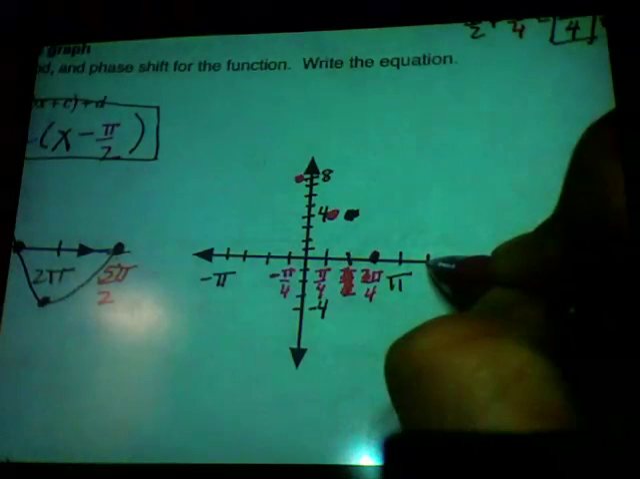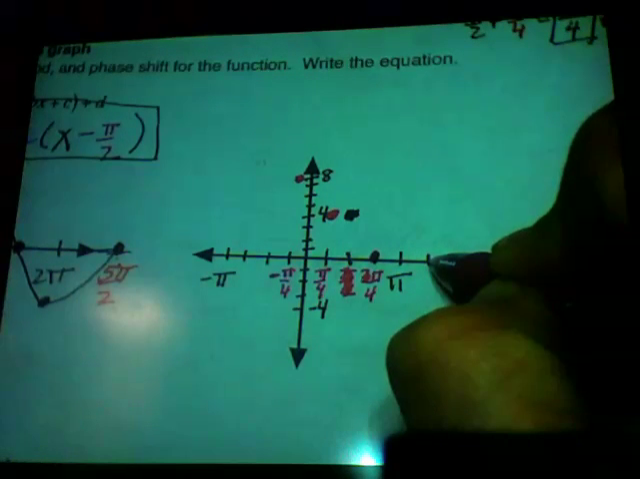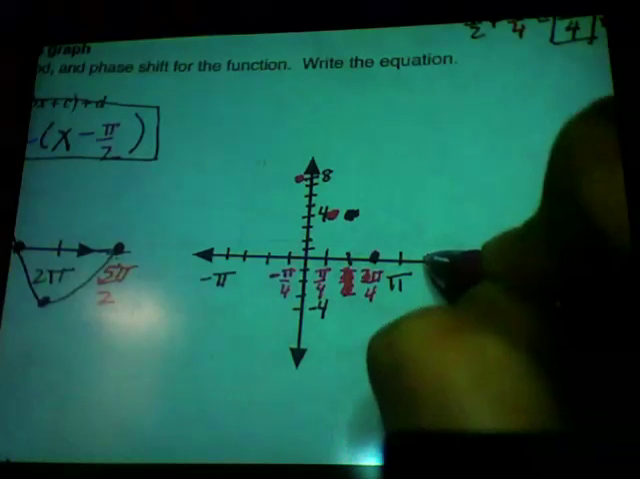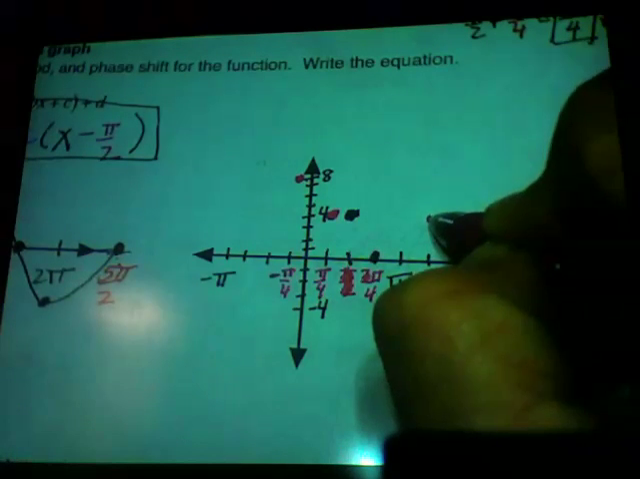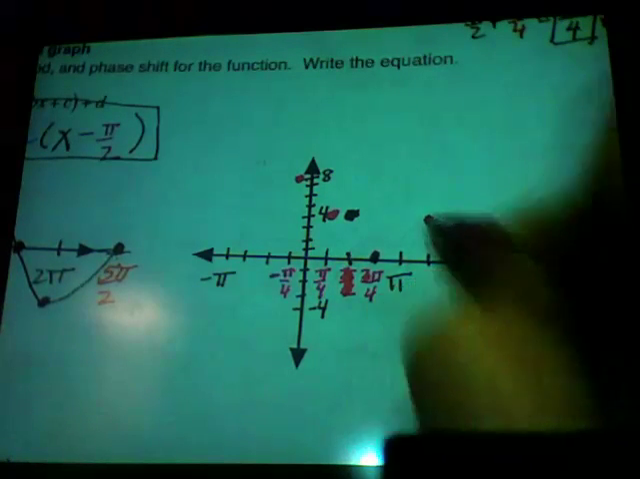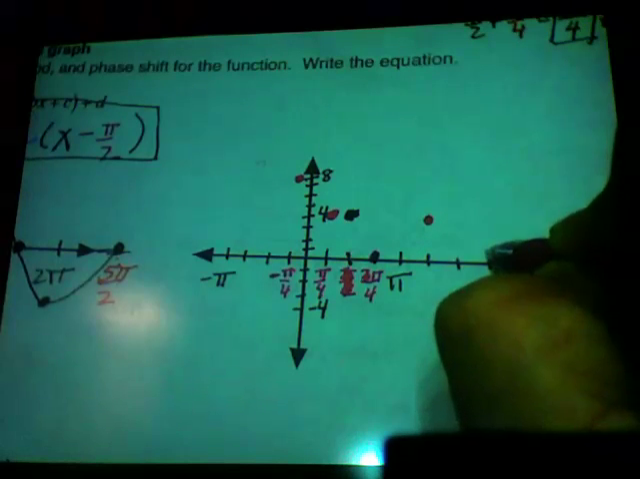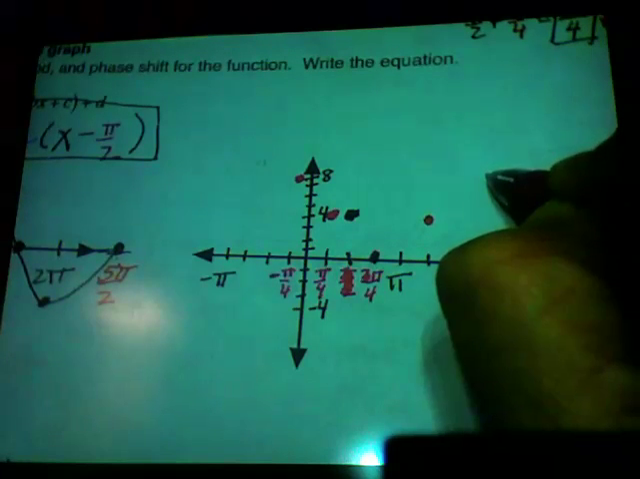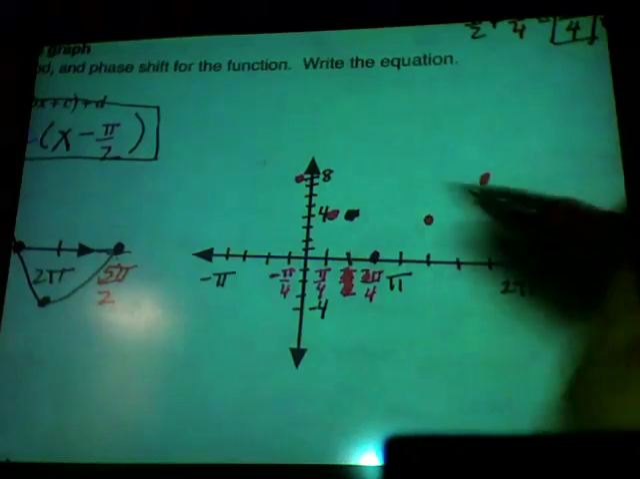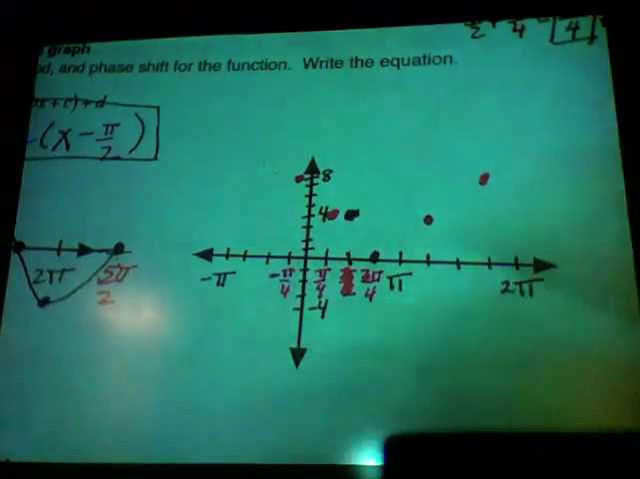Then count to the right 2. Then where do you think we're going to go? Back up to 4. So you have a vision of what this one is. And then go 2 more over and go all the way up to 8. So it looks like this.